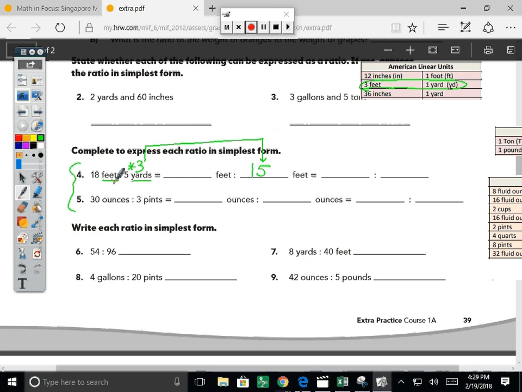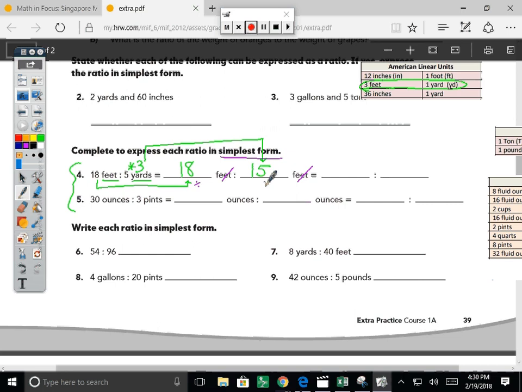This 18 feet, it's already in feet form. I can leave it alone. It was the first term. It's still the first term. And if you look at the very end here, they say this is still equivalent to something more, meaning they took off the labels because feet and feet match. We don't need those labels anymore. And all we need to do is put this in simplest form.